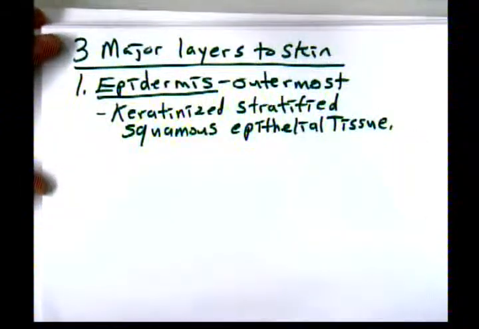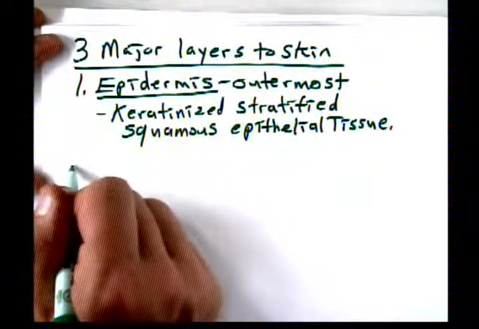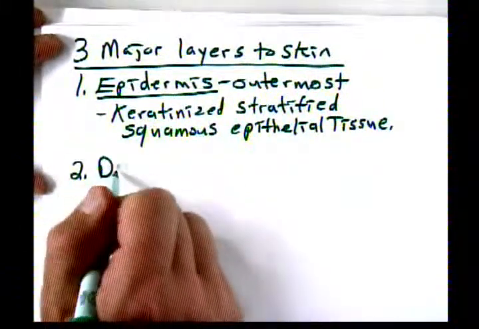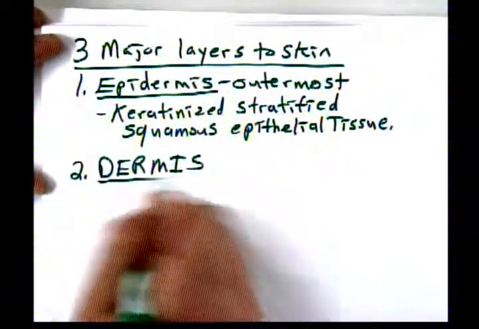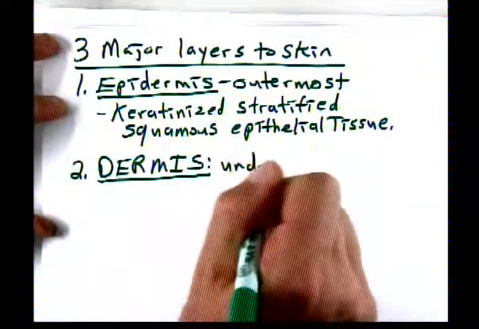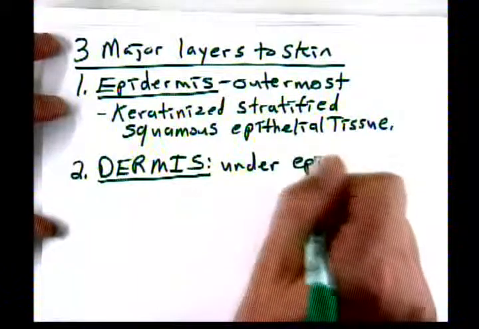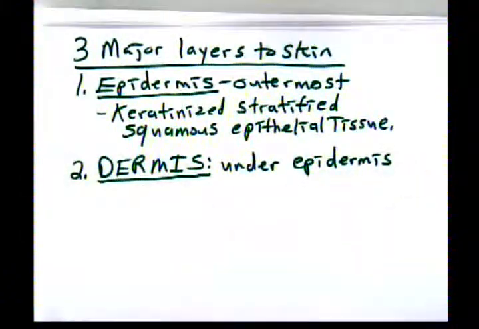And that's the outermost layer. We'll come back and unpack that in just a minute. Second layer is the dermis. And the dermis lies under the epidermis. The prefix epi, E-P-I, refers to above.